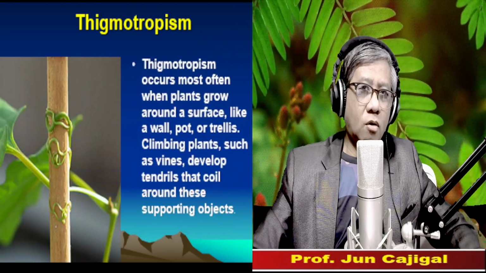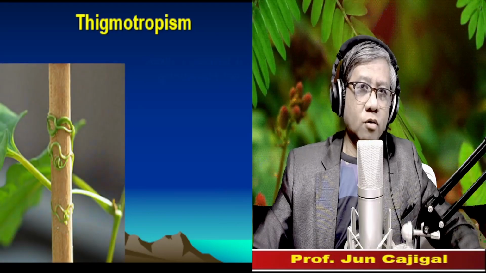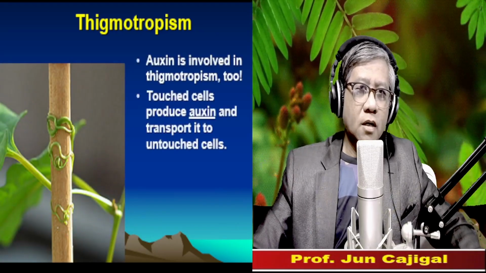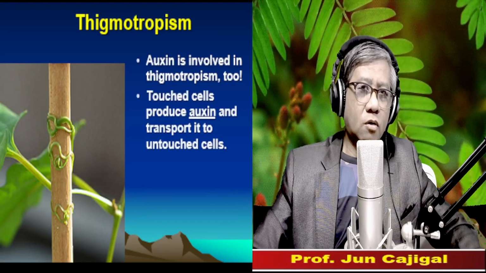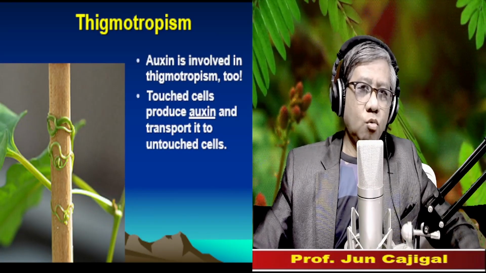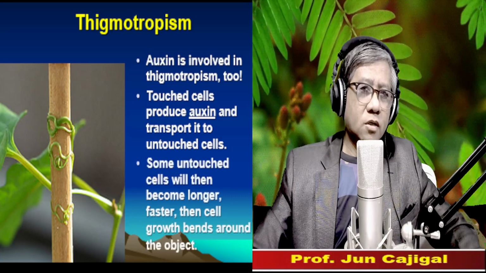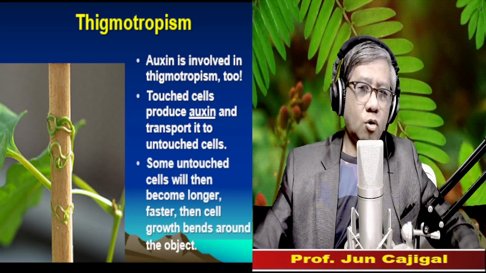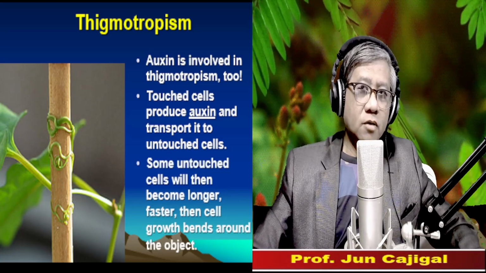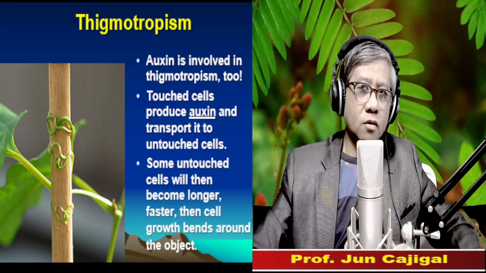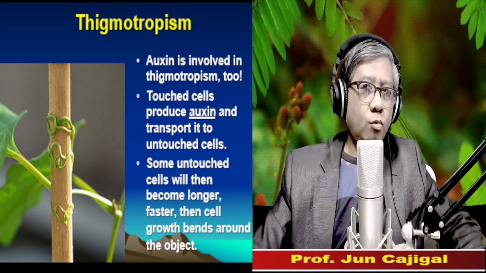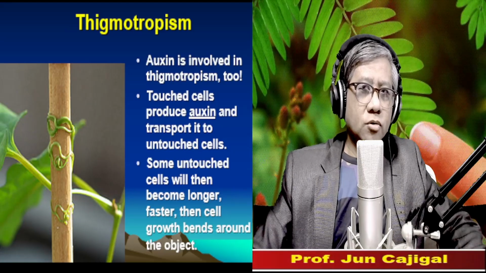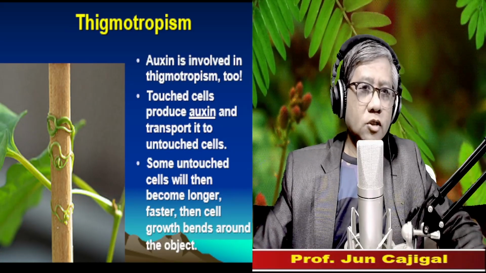And did you know that auxin also plays an important role in stigmotrophism? Now, touch cells produce auxin and transport it to untouched cells. Now, some untouched cells will then become longer, faster, then eventually cell growth bends around the object. So, before we end this online lecture about trophism, let's watch this video about nastic movement in plants. Alright, so let's watch this.